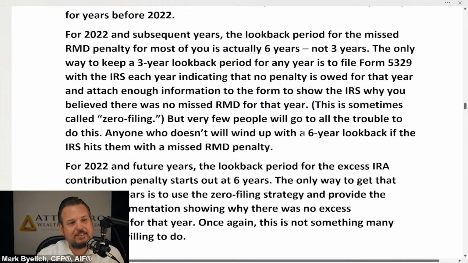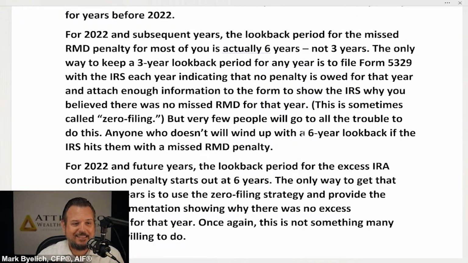For 2022 and subsequent years, the look-back period for the missed RMD penalty for most of you is actually 6 years, not 3 years. The only way to keep a 3-year look-back period for any year is to file Form 5329 with the IRS each year, indicating that no penalty is owed for that year, and attach enough information to the form to show the IRS why you believe there is no missed RMD for that year. This is sometimes called zero filing. But very few people will go to all the trouble to do this. Anyone who doesn't will wind up with a 6-year look back if the IRS hits them with a missed RMD penalty.